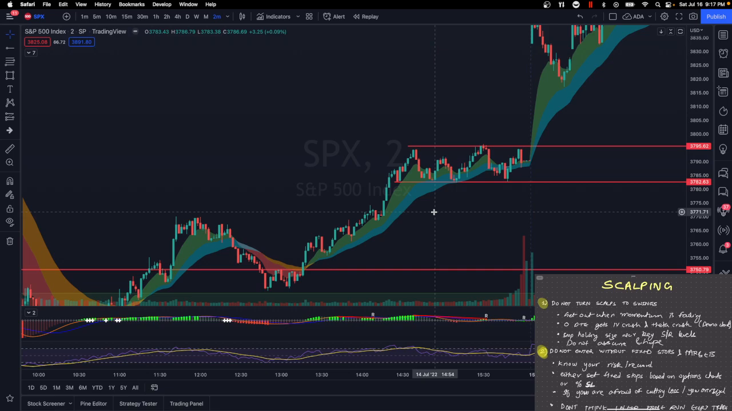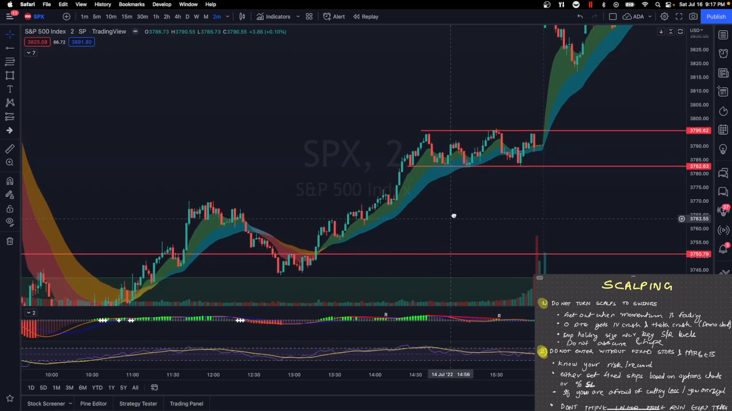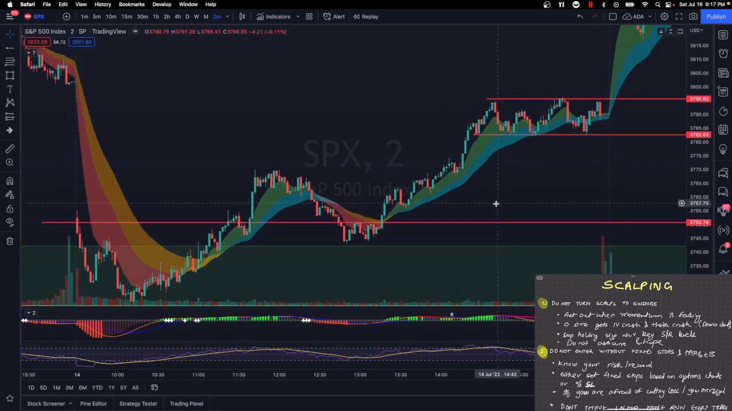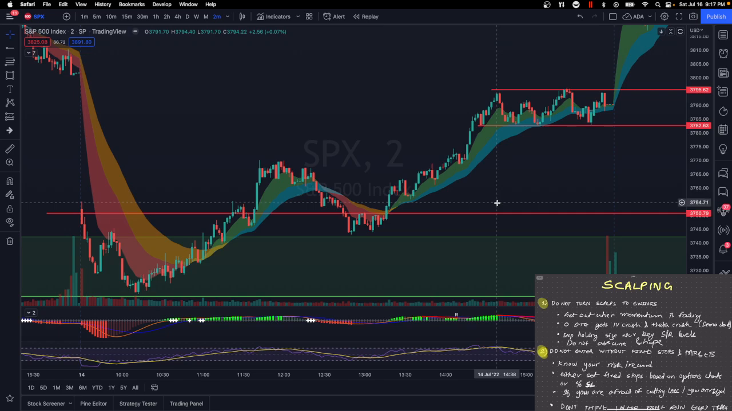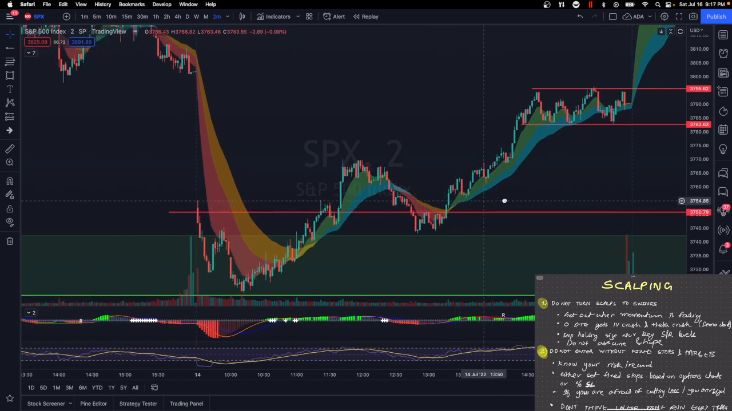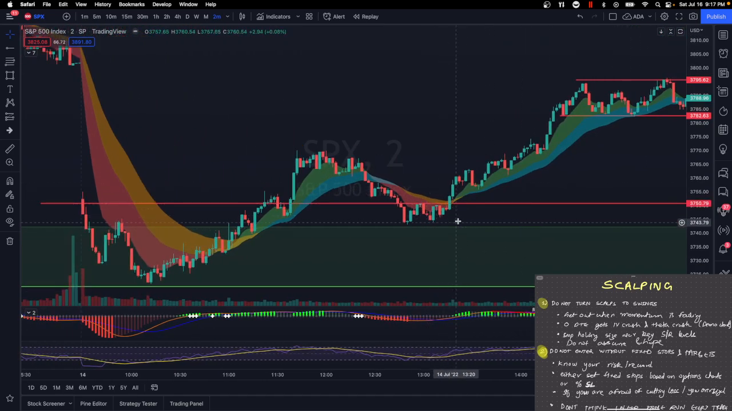Next one, do not enter trades without fixed stops and targets. Do not enter any trade, especially scalp positions, without knowing what your risk reward is. So let's take an example here, this breakout trade again, right? This right here, you enter the breakout. What's your risk reward in this case? Your reward could be here, depending on what kind of market it is. It's choppy, so mostly your reward would be here.